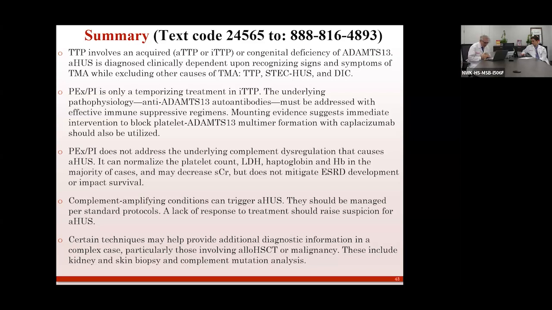Maybe while we're waiting, I'll just add one more question to ask you. In the development of TTP, and maybe you commented on this, I might have missed it, what are the precipitators of developing these antibodies in all of these acquired TTP cases? Are there specific premonitory events that are really inducing this?